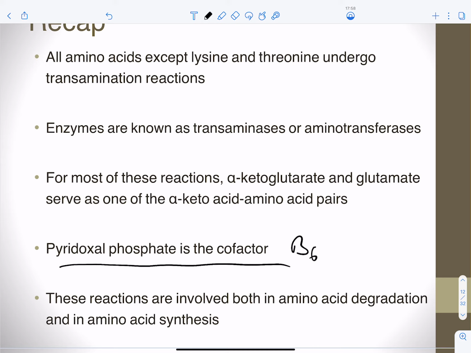And they're going to be involved in amino acid degradation, moving around nitrogens, you can think of it this way, as well as synthesis, again, moving around nitrogens. One is going to be building, one is going to be breaking things down.